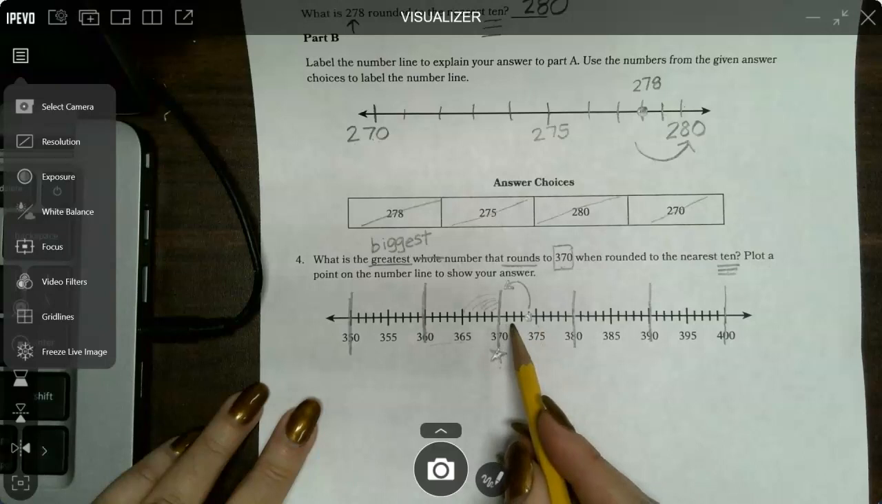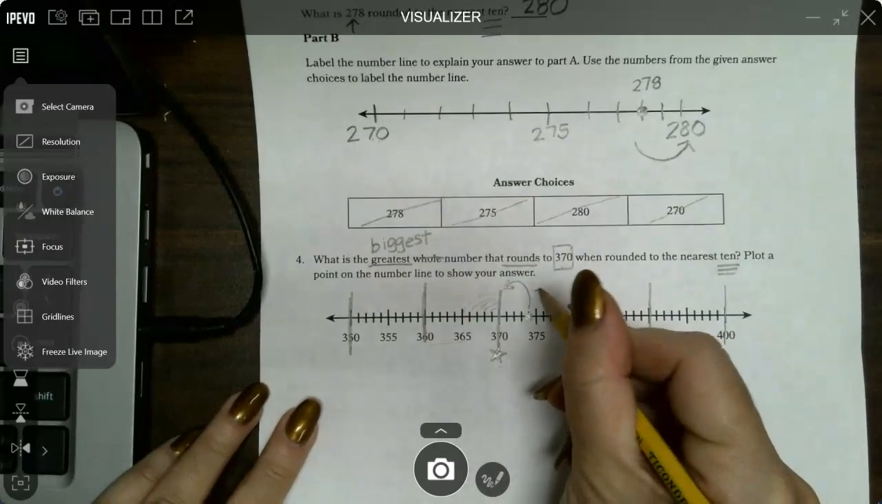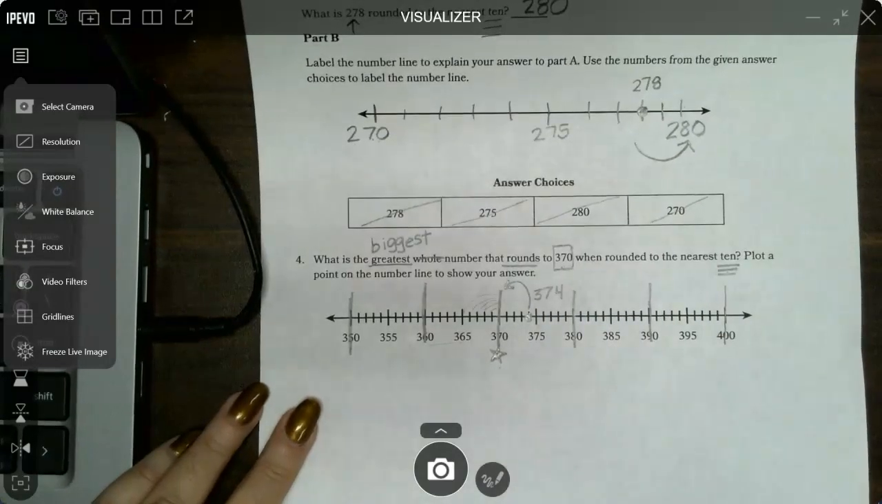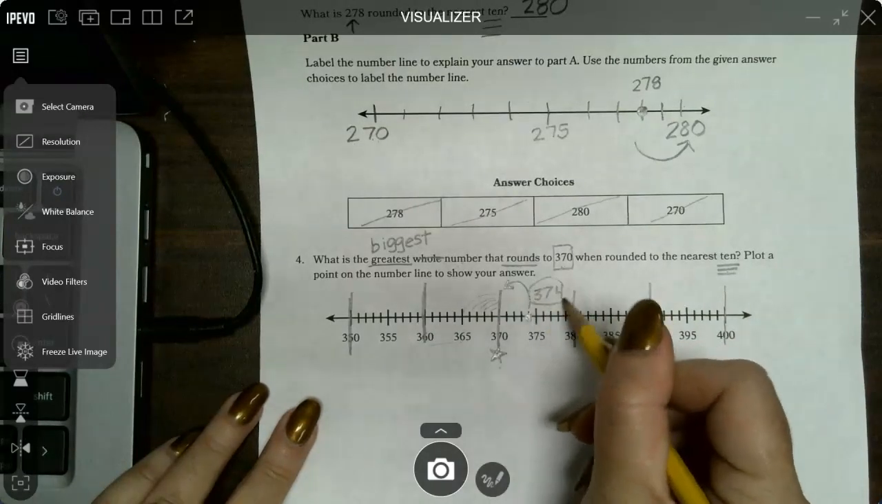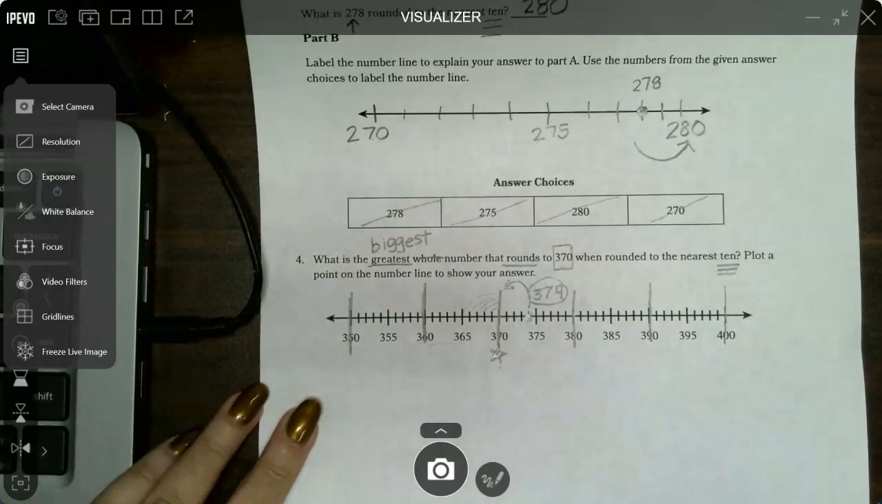371, 372, 373, 374. So 374 would be the greatest number that would still round to 370.